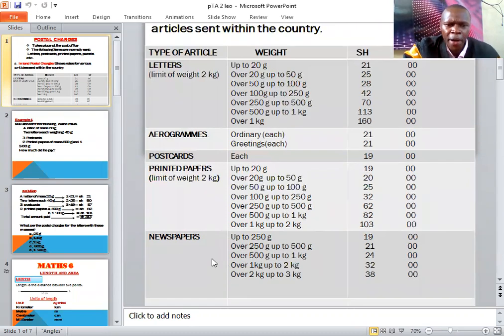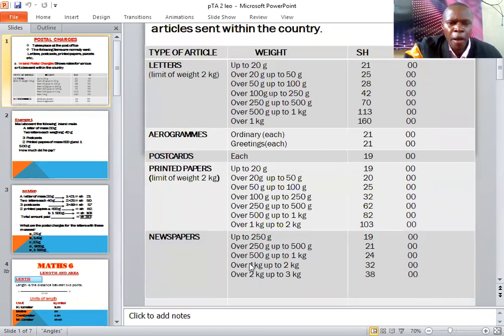Let's go through the newspapers. Up to 250 grams, what are the charges? 19 shillings. Over 250 grams up to 500 grams, what are the charges? 21 shillings.